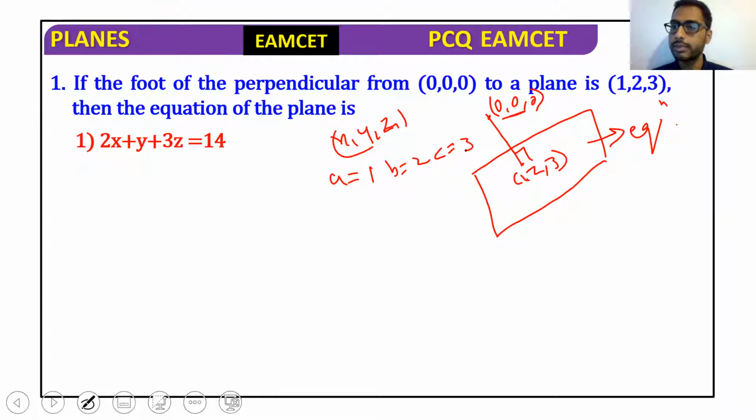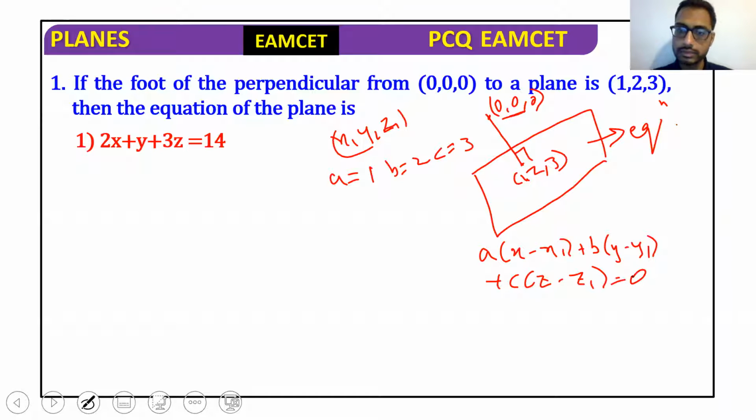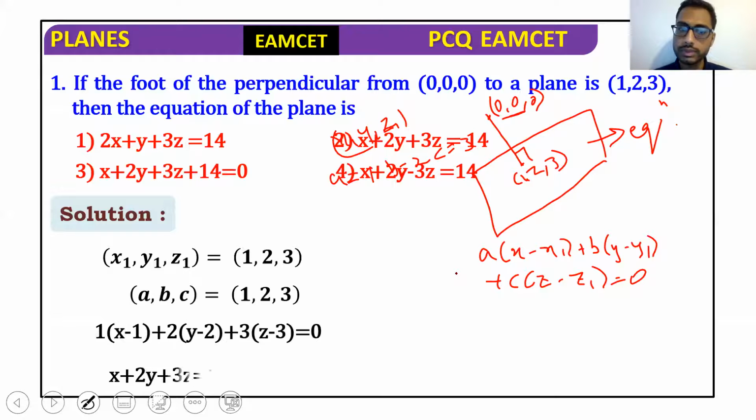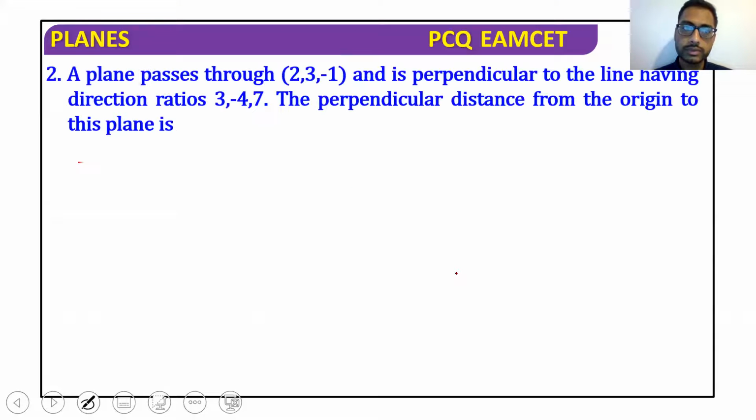Yes. Equation of plane can be easily found out by using the formula A(x minus x1) plus B(y minus y1) plus C(z minus z1) is equal to 0. So let's see the solution. So x1, y1, z1, substitute and get your values.